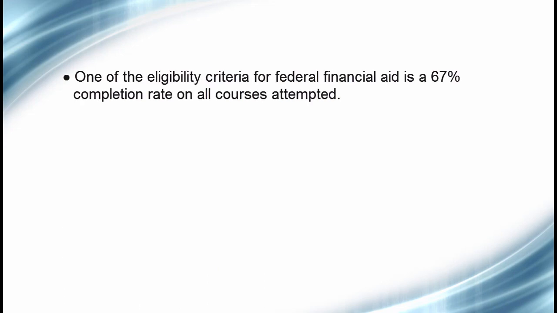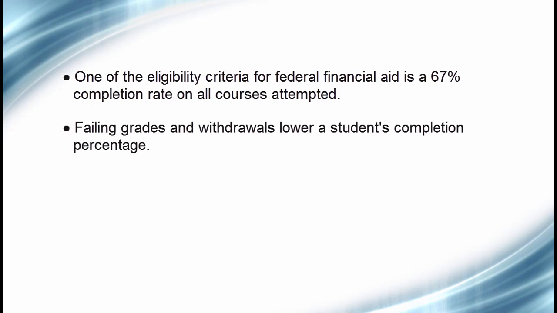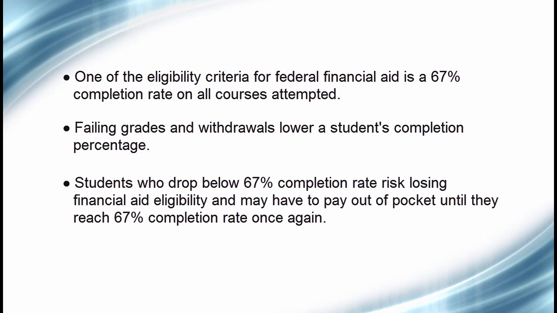Another way that withdrawing from courses can have negative consequences has to do with financial aid. One of the eligibility criteria for federal financial aid is that students must successfully complete at least 67% of all courses attempted. The more courses a student fails or withdraws from, the lower their completion percentage, or PACE, gets. Once a student drops below a 67% completion rate, the student may lose their financial aid eligibility and be required to pay for courses out of pocket until their completion percentage increases to 67% once again.